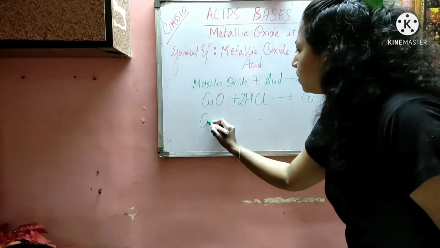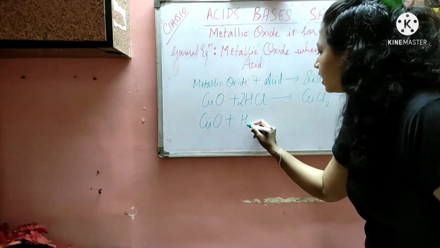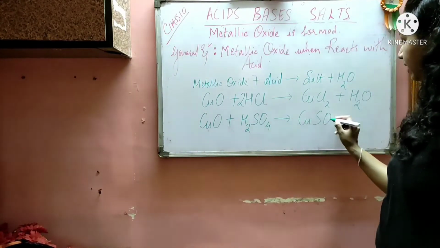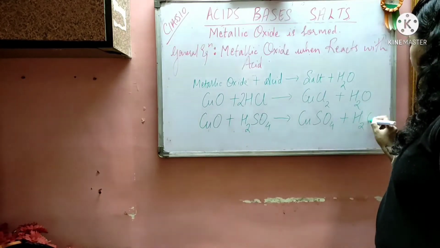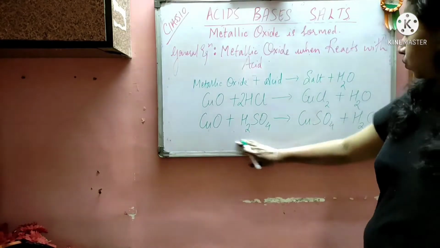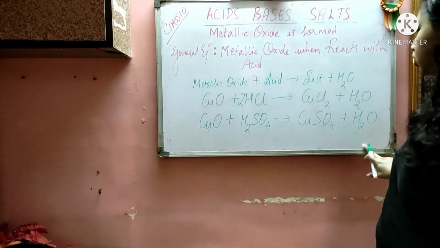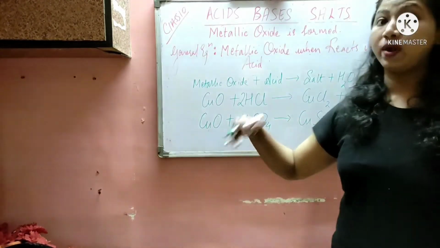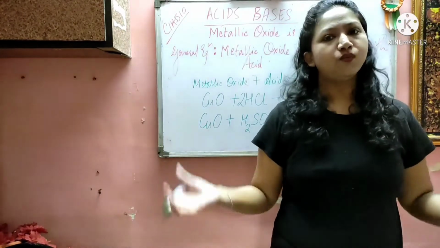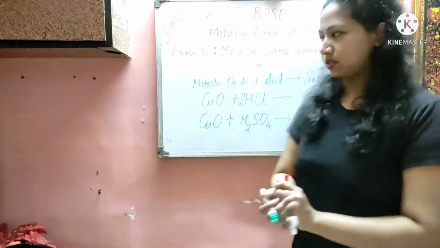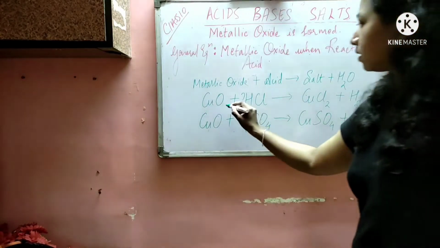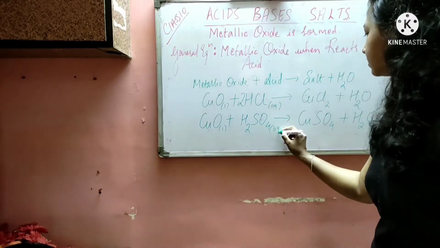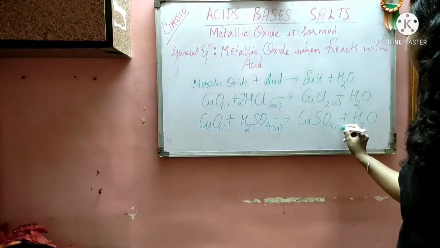Let's see another thing. Copper oxide when it reacts with sulfuric acid. Okay, what you get is copper sulfate and water. Okay, Cu, SO4, H2, O4, it is balanced. So metallic oxide when it reacts with acid, what do you get? Salt and water. Okay, it's a neutralization reaction. Fine, understood? Now this is solid, this is solid, this is going to be aqueous, this is going to be aqueous, this is going to be solid, this is going to be solid, and this is going to be liquid.